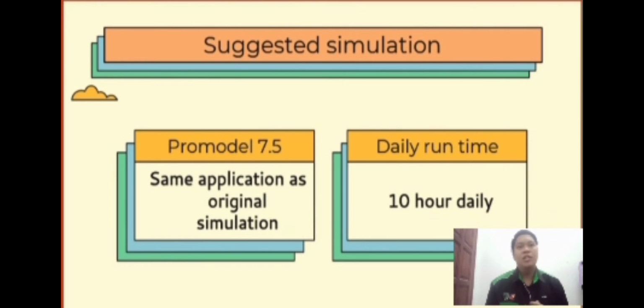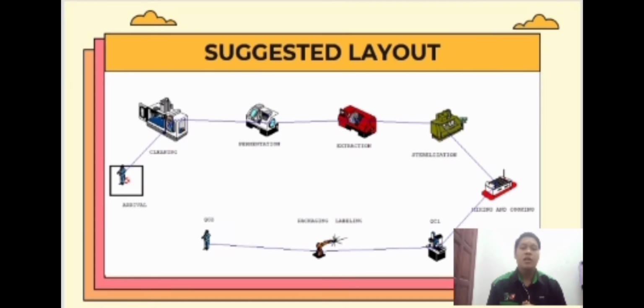Assalamualaikum. My name is Meor Hakimi bin Sahar and my ID number is PDL1905006. And I will proceed with my part, which is the suggested simulation and result. The suggested simulation was made using Promodel 7.5, the same application used for the original simulation, to gain a fair decision. And the simulation runs 10 hours daily as the daily runtime.